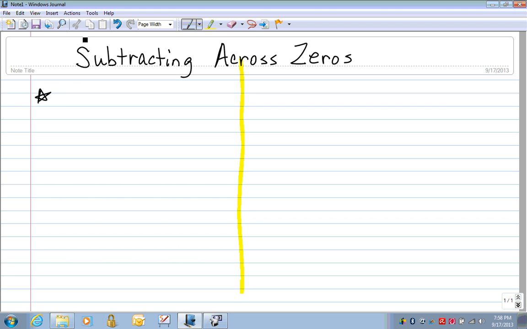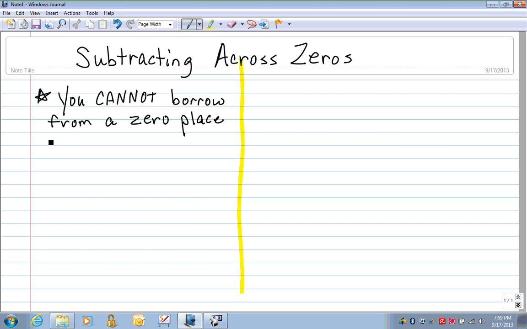Very important to know, you cannot borrow from a zero place value. In other words, if there's a zero in the place, you can't borrow from it. You have to move on down the road to the next number.